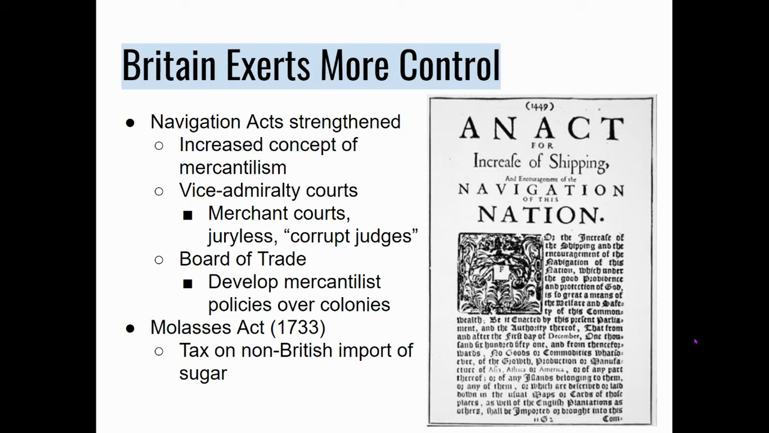They are setting up vice admiralty courts, which are merchant courts. They don't have juries. They have these judges perceived as corrupt by the American colonists. And they're developing mercantilist policies over the colonies through the Board of Trade.